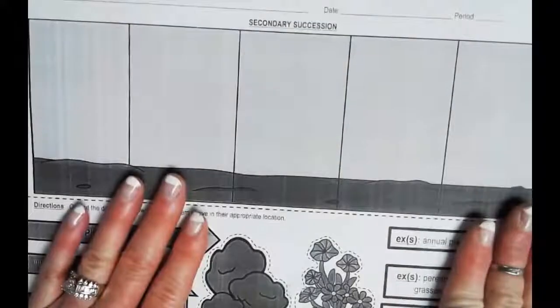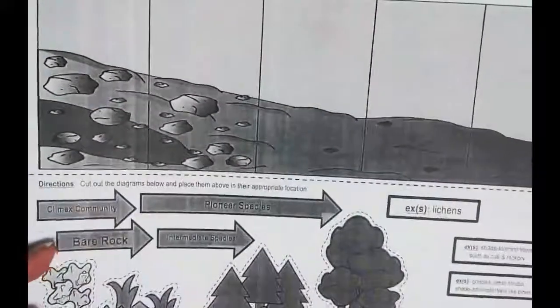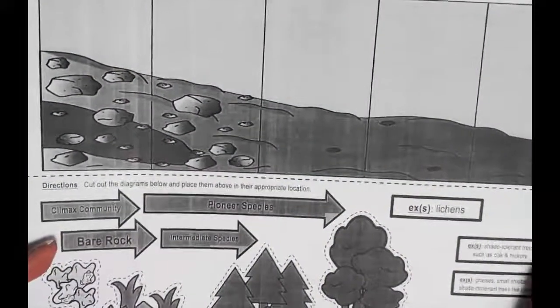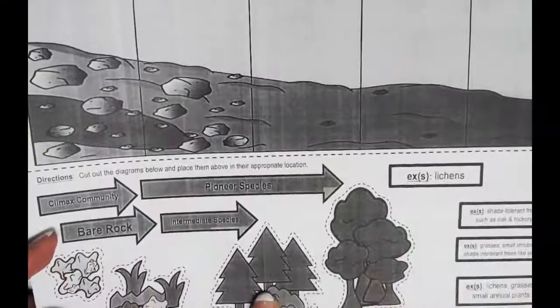So, obviously you're not going to get done today. So we're going to finish this tomorrow. But you're going to get a lot done. You have a lot of time. So what I'm saying is only do 1 page at a time. Don't cut out everything. Do 1 page at a time, so you don't lose your little organisms and labels.